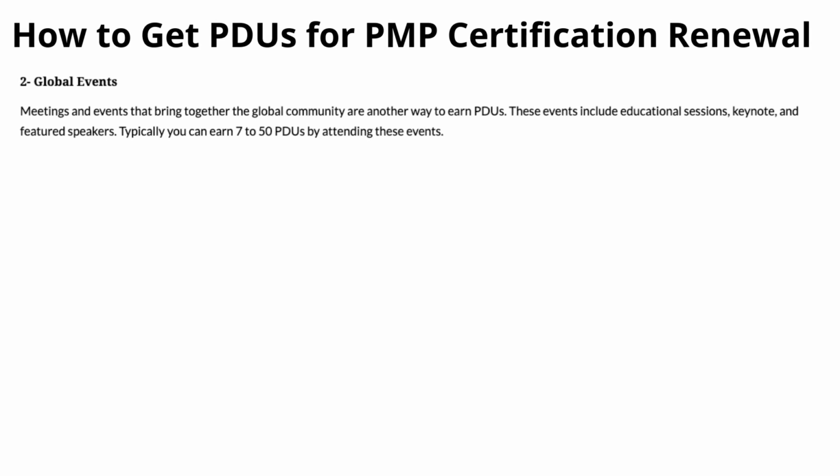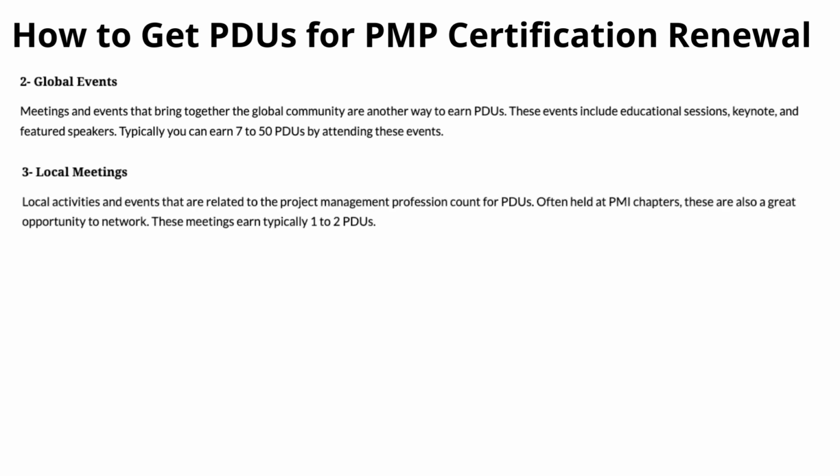2. Global events. Meetings and events that bring together the global community are another way to earn PDUs. These events include educational sessions, keynotes, and featured speakers. Typically, you can earn 7 to 50 PDUs by attending these events. 3. Local meetings. Local activities and events that are related to the project management profession count for PDUs. Often held at PMI chapters, these are also a great opportunity to network. These meetings typically earn 1 to 2 PDUs.